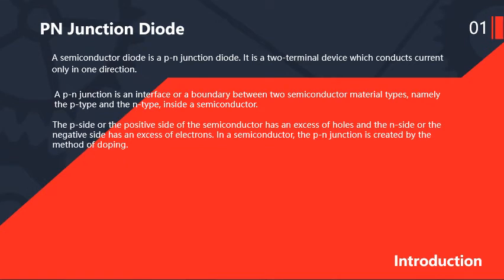So the P side or the positive side of the semiconductor has an excess of holes, or holes are positively charged, and the N side or the negative side has an excess of electrons. In a semiconductor, the PN junction is created by the method of doping. So through doping we create the PN junction diode.